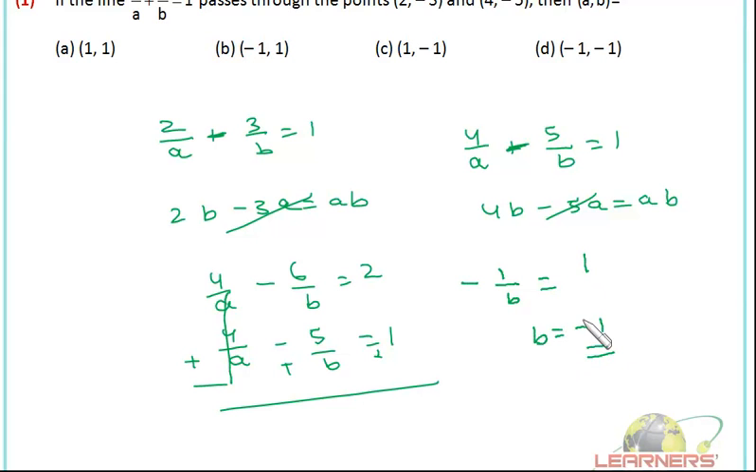Okay, now you put the value of b over here or over here, you'll be able to get the value of a. So it is 2 by a plus 3 by 1 is equal to 1. So 2 by a is equal to minus 2. So a is also minus 1. So a is minus 1 and b is minus 1. Quite easy.